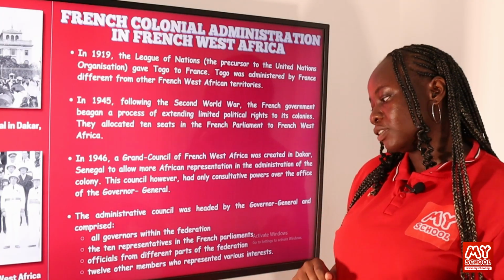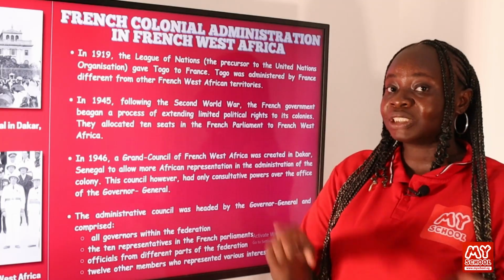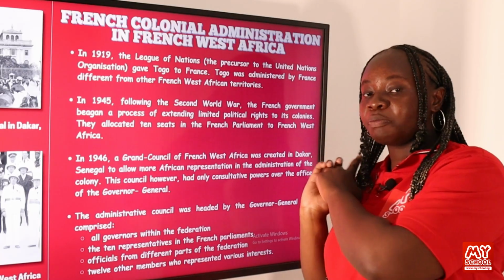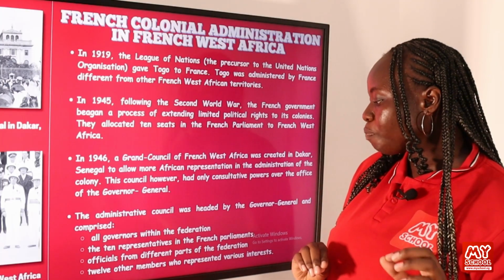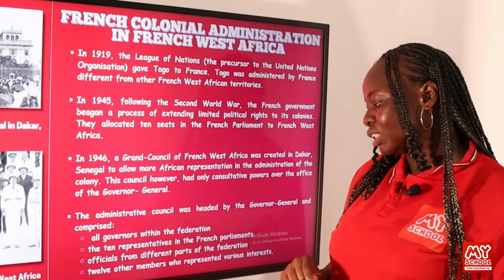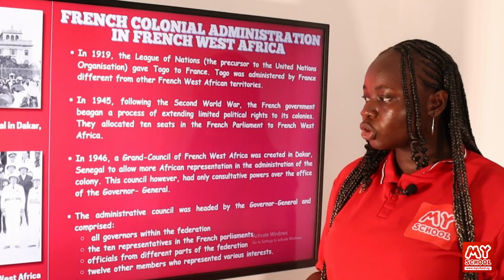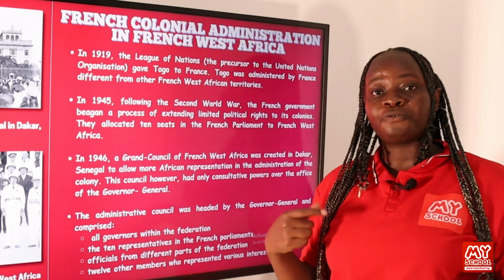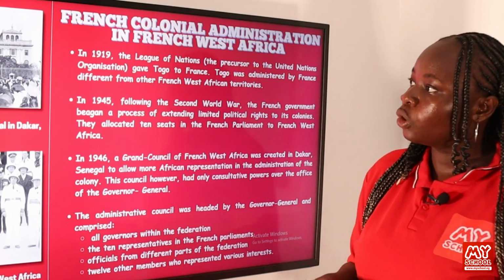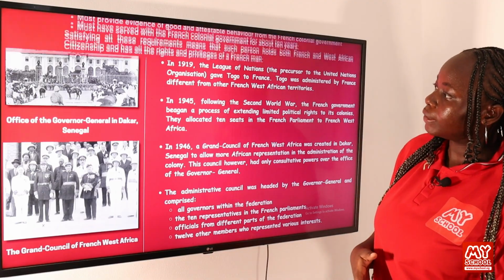Then 10 representatives in the French Parliament, those people that were to represent the French West African citizens in the French Parliament in Paris. So officials from different parts of the Federation were also there, and 12 other members who represented various interests. This is what comprised the Grand Council of French West Africa, who were designed to administer the affairs of the colony. So let's move on to the next slide.